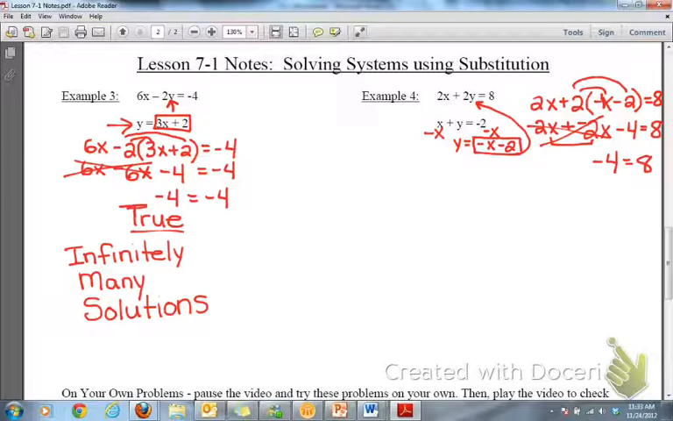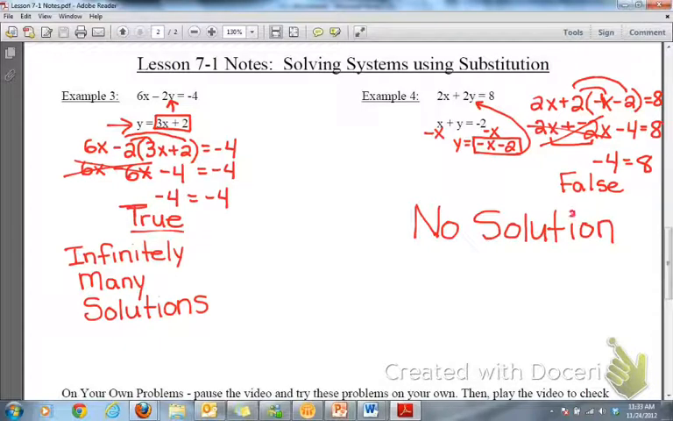So that is false, and you're kind of used to this. Maybe you thought this was coming. Since that's false, that means that there's no solution. If we were to graph these two lines, they would be parallel, they would never ever cross, and so there's no solution to that system. They don't ever have a point in common.